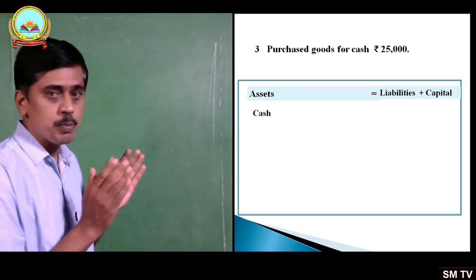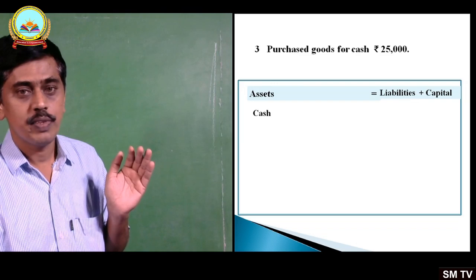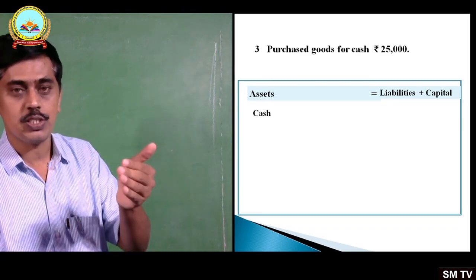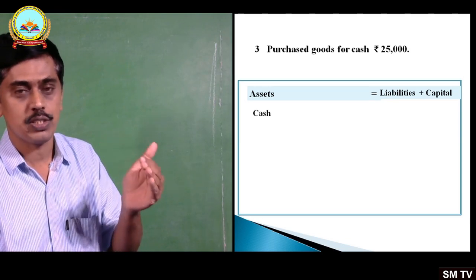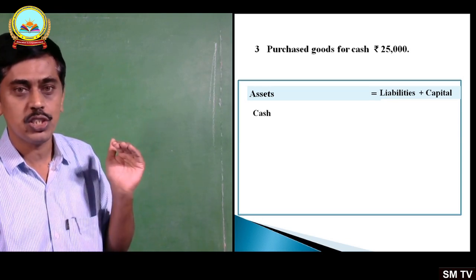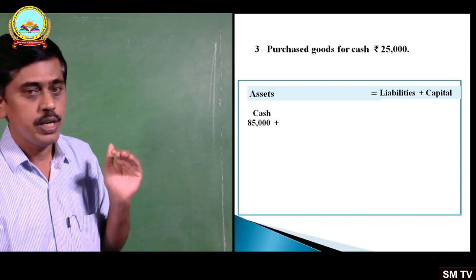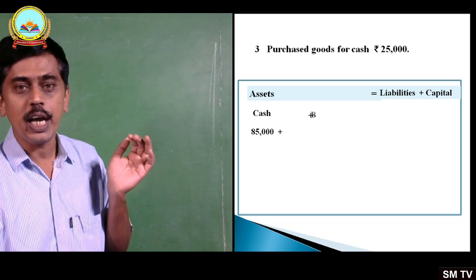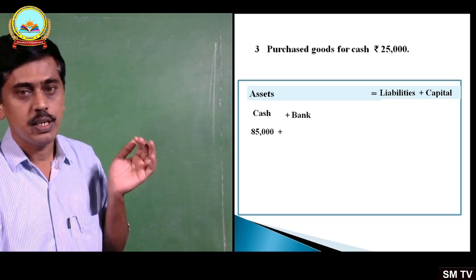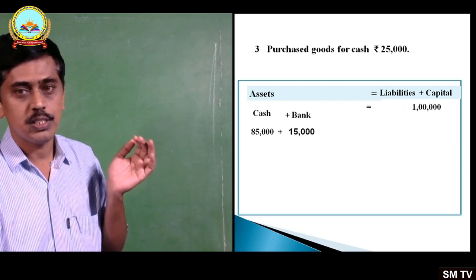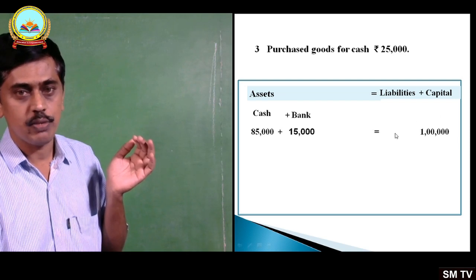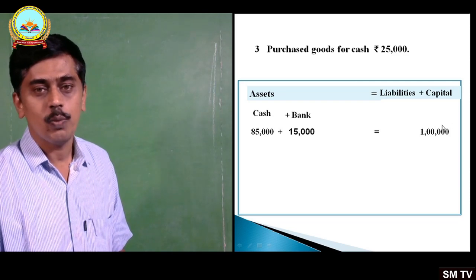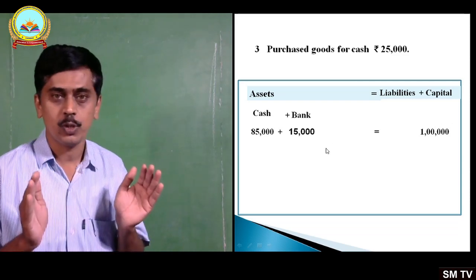Assets equals liabilities plus capital. What is the existing position? Look at the last portion of the previous transaction. Cash balance, how much? It was 85,000. And bank balance, how much? 15,000. Cash balance 85,000 and bank balance 15,000, and capital 1 lakh. This is the existing position.